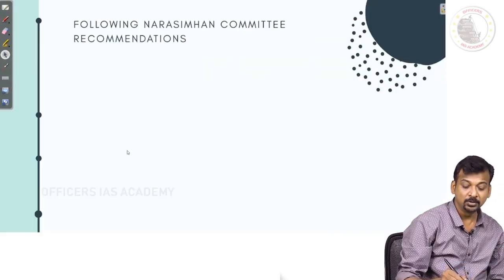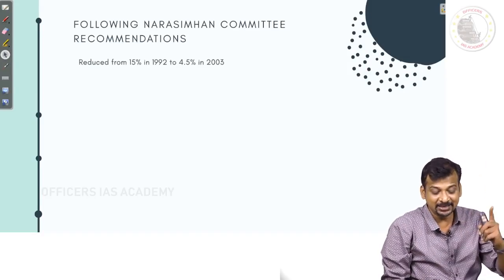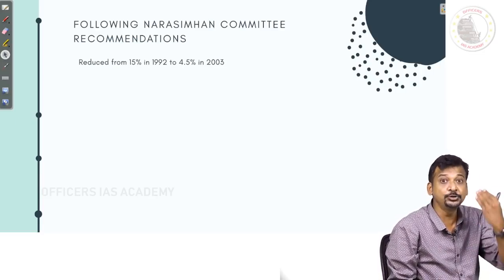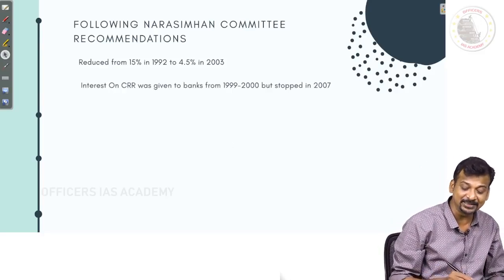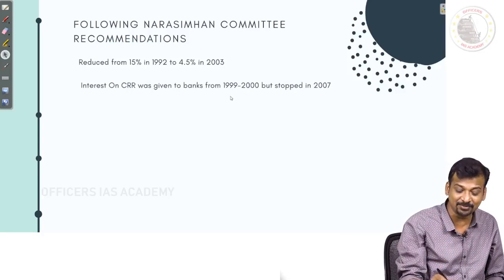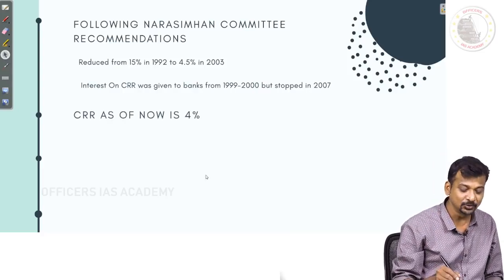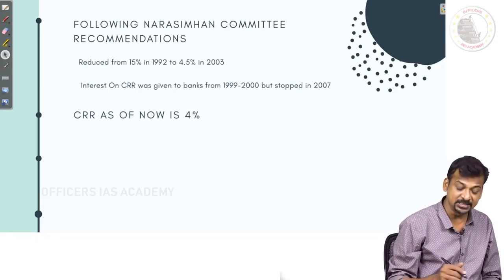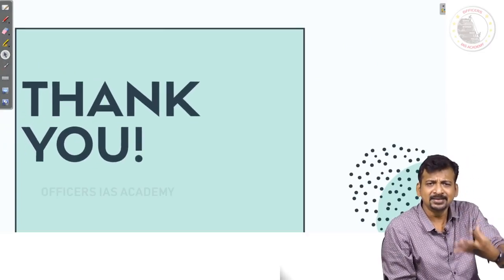Now, what are the Narasimhan Committee recommendations? Based on it, CRR was reduced. The Narasimhan Committee asked to reduce the CRR, so it was reduced from 15% in 1992 to 4.5% in 2003, and now it has become 4%. Interest was also given on CRR from 1999-2000, but it was stopped in 2007. So what is the cash reserve ratio as of now? It is 4%. So friends, this is part of the banking class.